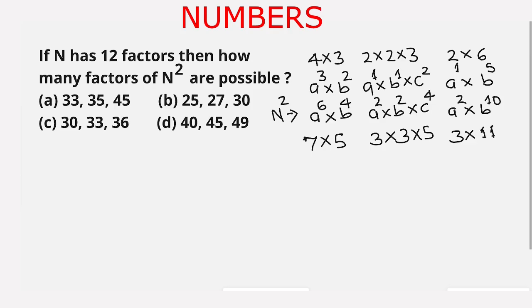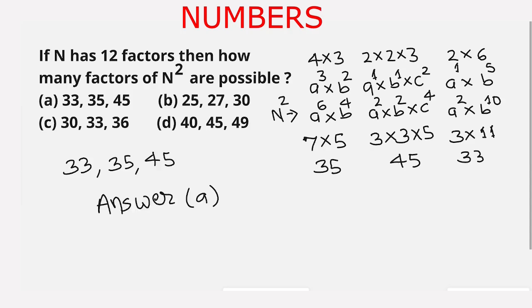And these are 7 times 5 is 35, or 3 multiplied by 3 is 9, 9 times 5 is 45, or 3 times 11 is 33. So we write all these numbers in ascending order. So that will be 33, 35, 45. So these are the possible values of factors of n square. And from the given options, our answer is option A, 33, 35, 45.